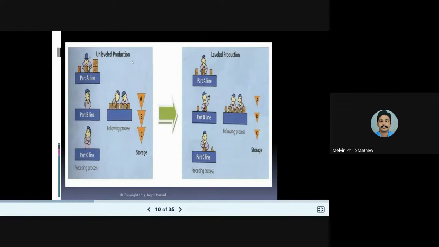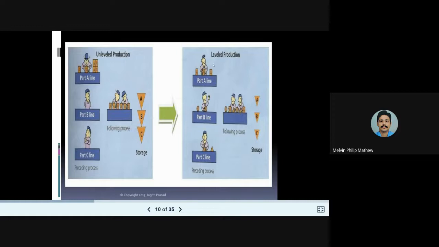In unleveled production, you can see one person here is packing, but the part B line is standing still. So these guys are waiting for this to arrive, from A to arrive to the following process, and here part B and part C are waiting. But in a leveled production, or in level scheduling, part A completes the work and gives it to the following process, and from there it is transferred to the part B line, and finally it goes to the part C line. So basically the storage area from level production to storage, that is what is shown here.